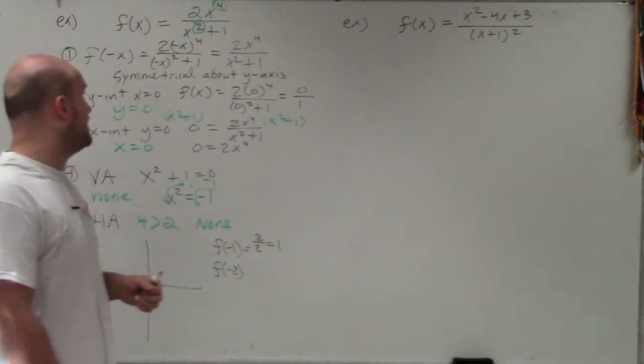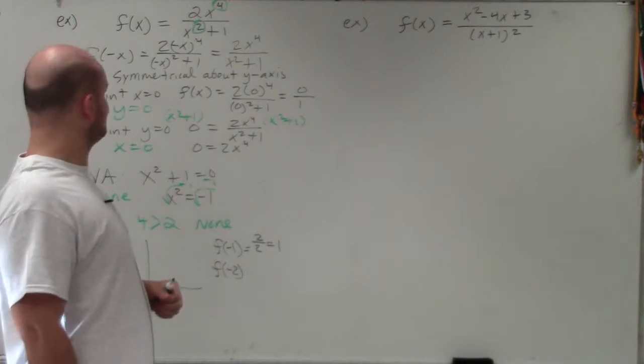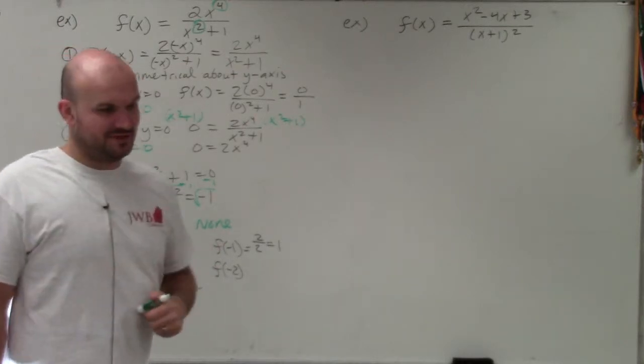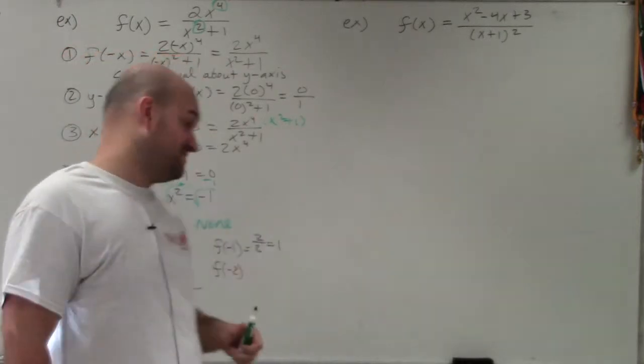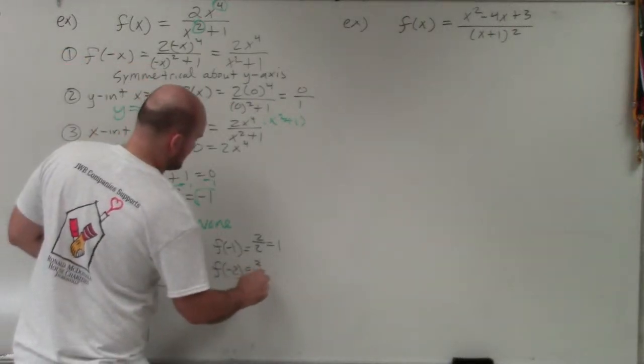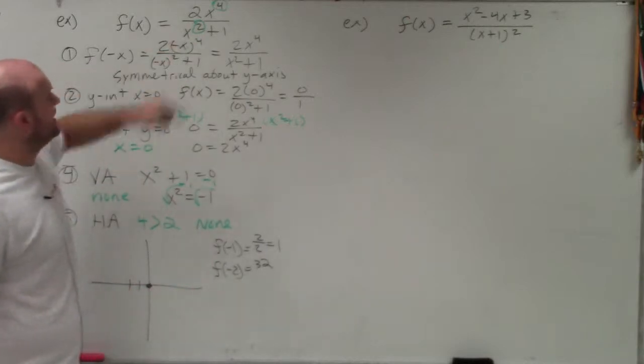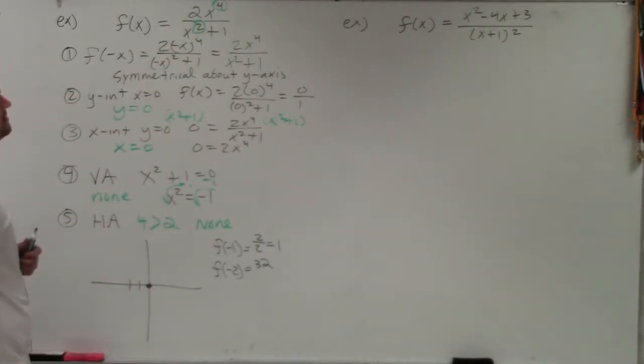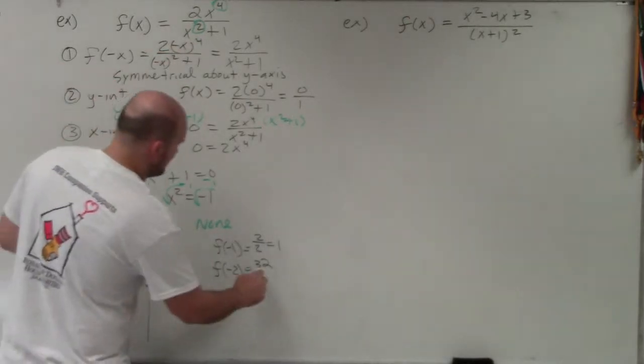Negative 2 to the fourth power is negative 2 times negative 2 is 4, times negative 2 is 8, times negative 2 is 16. 16 times 2 is 32. And again, that's a positive 32. Negative 2 squared is 4, plus 1 is 5.